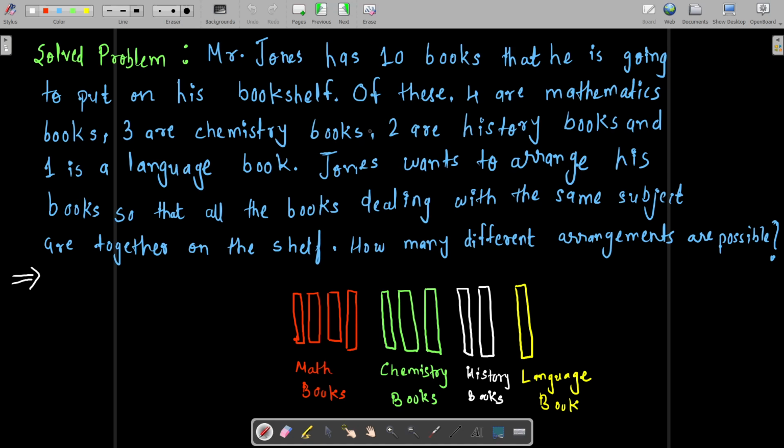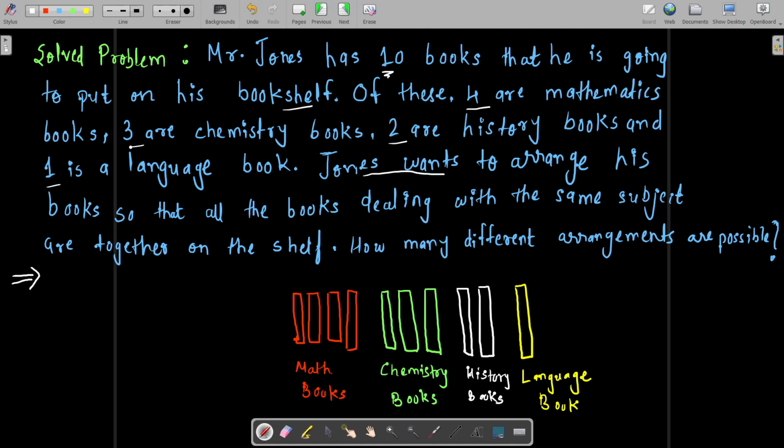So here the problem says that one person named Mr. Jones wants to arrange 10 books on a bookshelf, and there are four mathematics books, three chemistry books, two history books, and one language book. So in total there are 10 books. You can see 4 plus 3 plus 2 plus 1, which is 10.